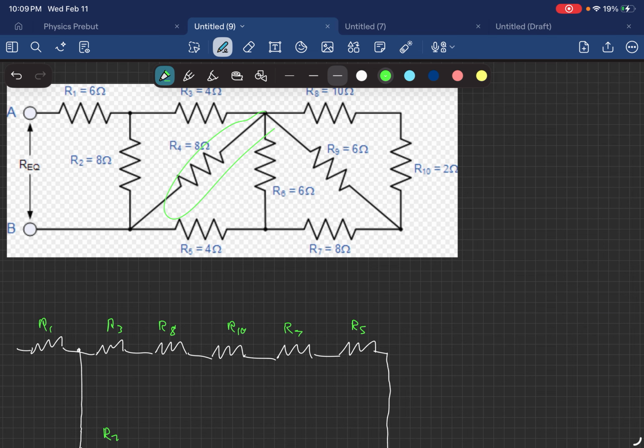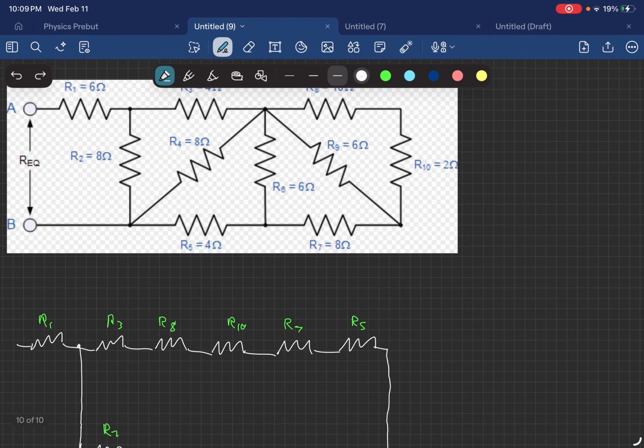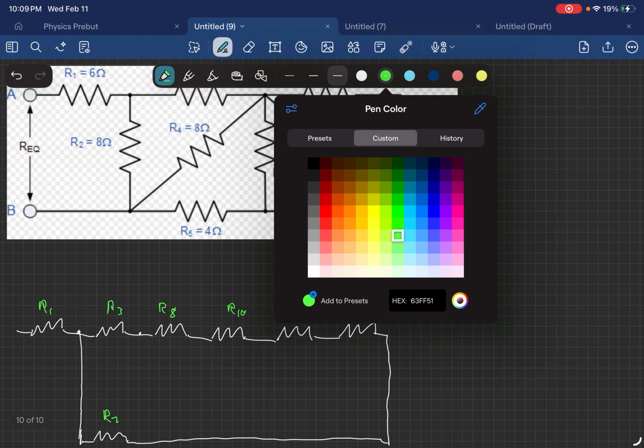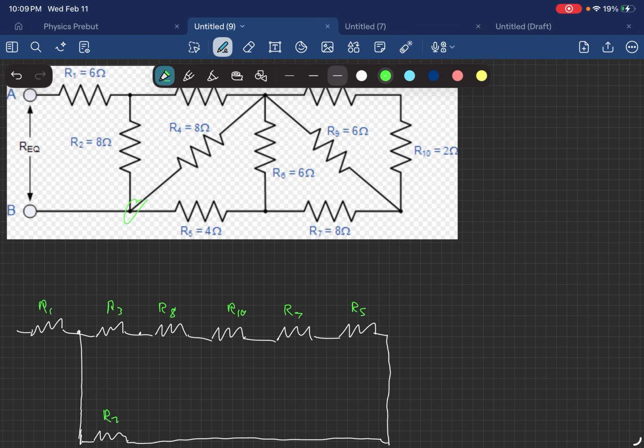R4. R4 is at the tail of R3, and it's connected to R5 again, right? It's connected at this point, same as R2. And we can just do the same, similar to what we did for R2, as long as it's connected to R5, right? So this is your R4.